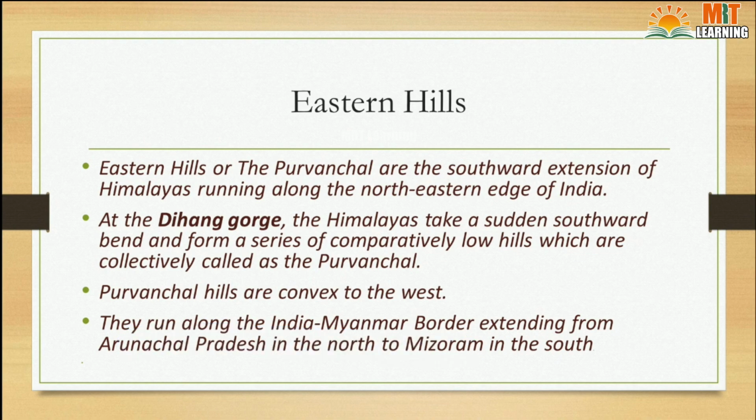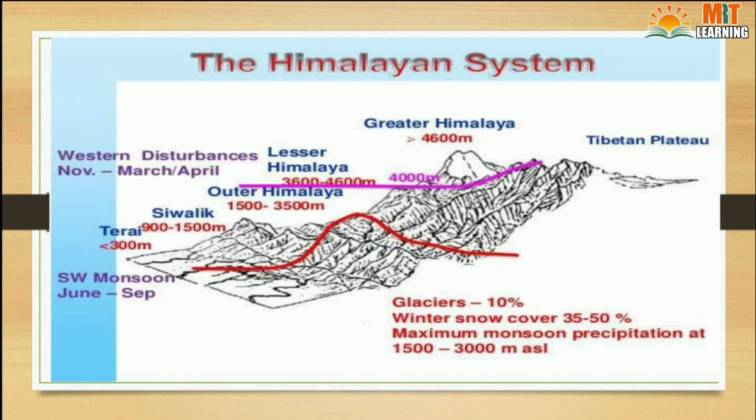Next, let's observe the Himalayan system. This is the Tibetan plateau, and we can see here the Trans Himalayas, after that the Greater Himalayas, after that the Lesser Himalayas, and after that the Shivaliks or Outer Himalayas, and here we can see the Purvanchal. So this is the total Himalayan system.